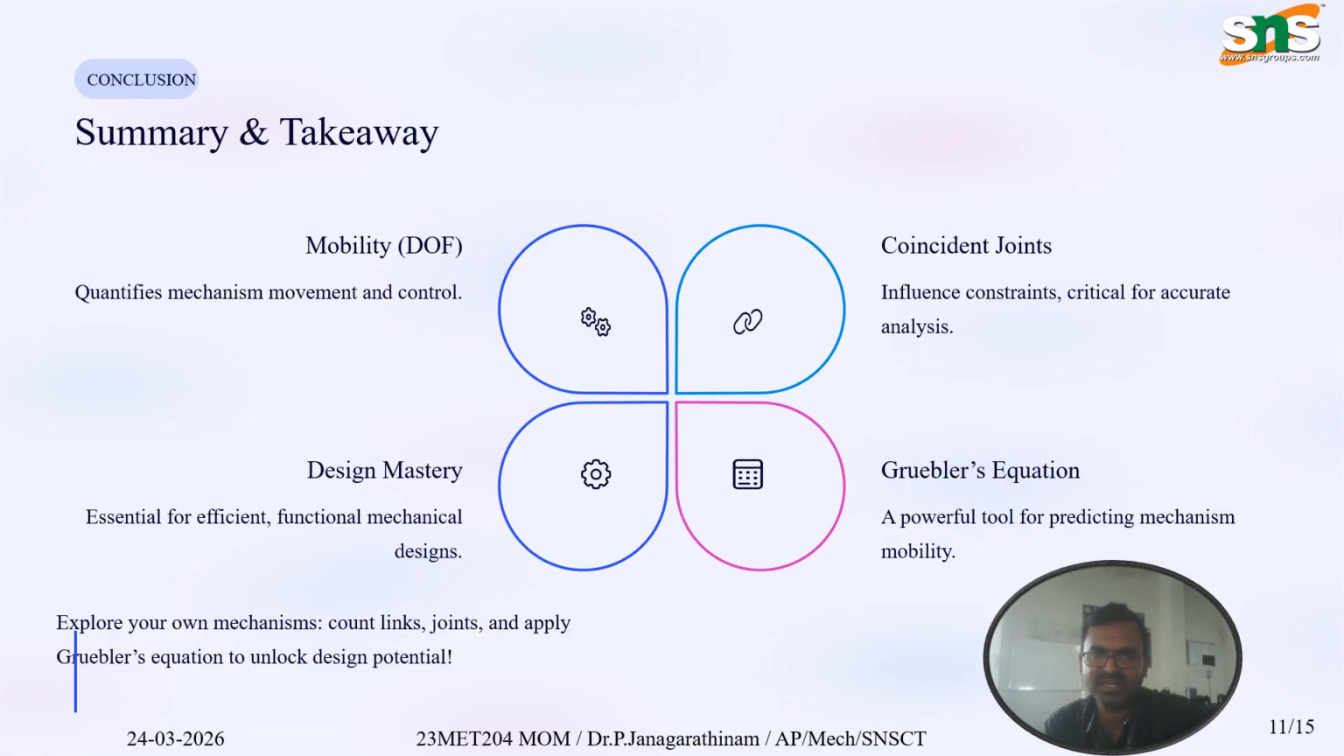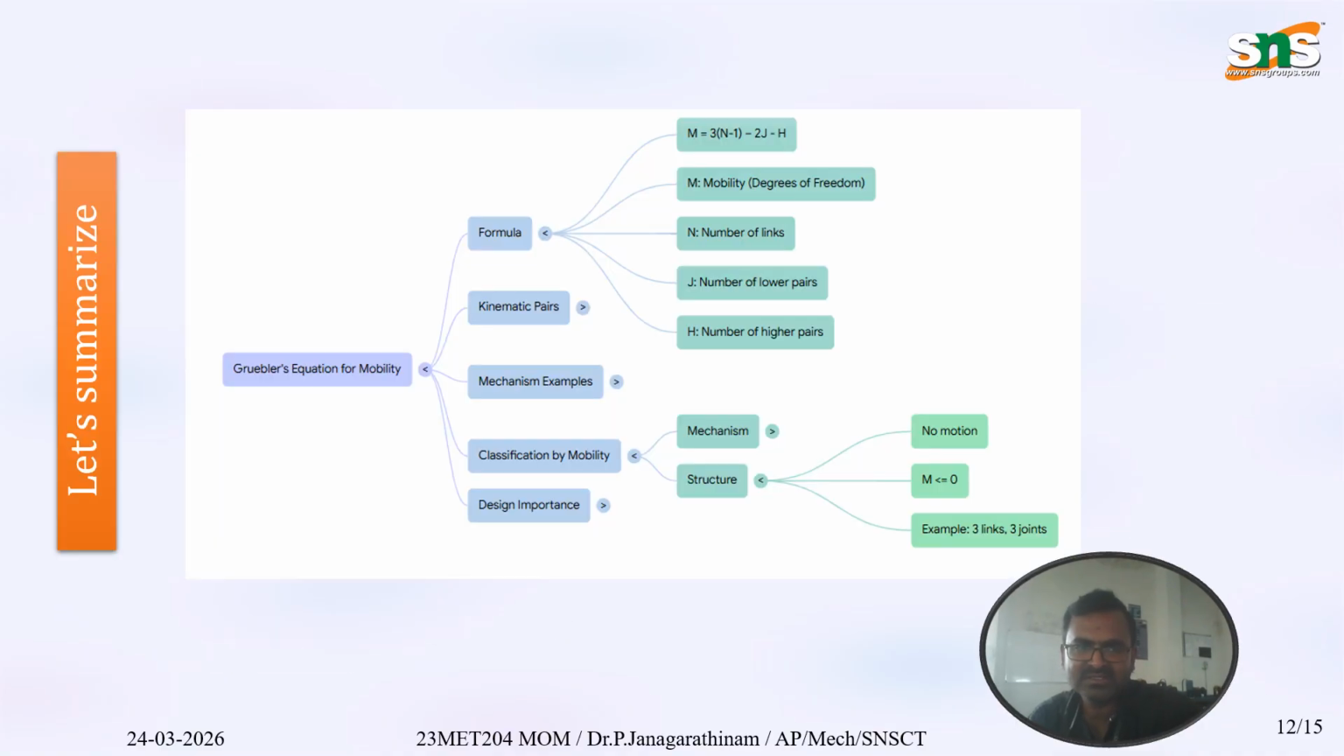So this is the summary. Today we discussed mobility, design mastery, and coincident joints group equations. This is the small mind map developed for today's class: formulas, kinematic pairs, mechanism examples. We have different mechanisms, and based on the different working mechanisms, we incorporate different degrees of freedom in structures and mechanisms.